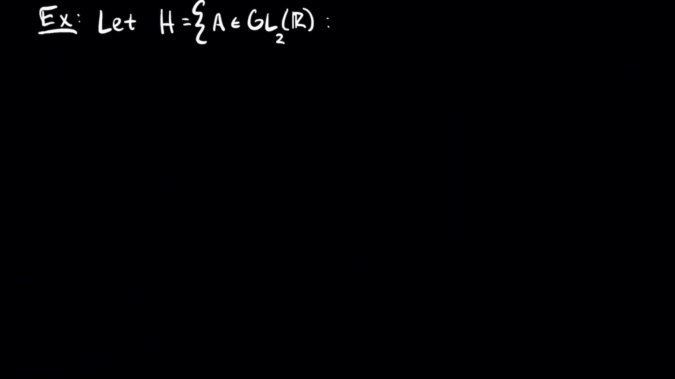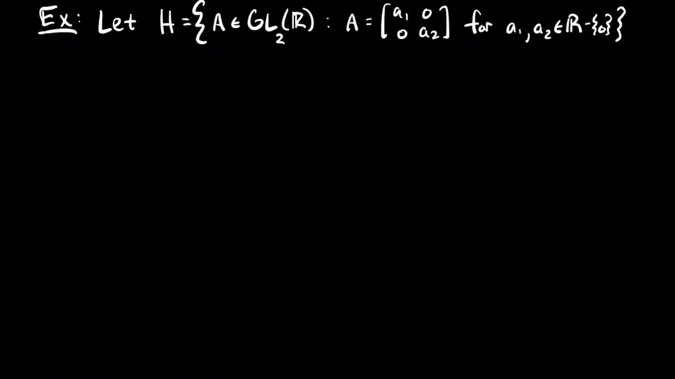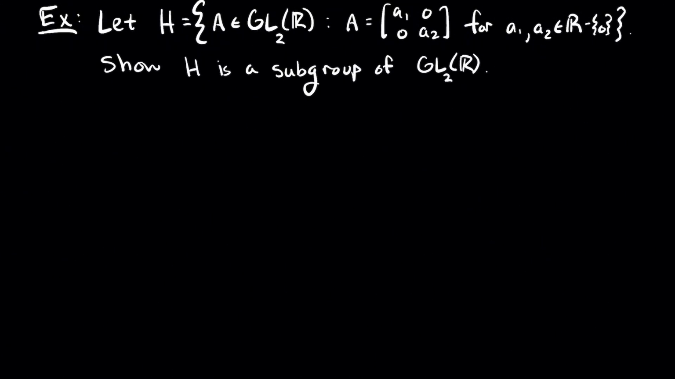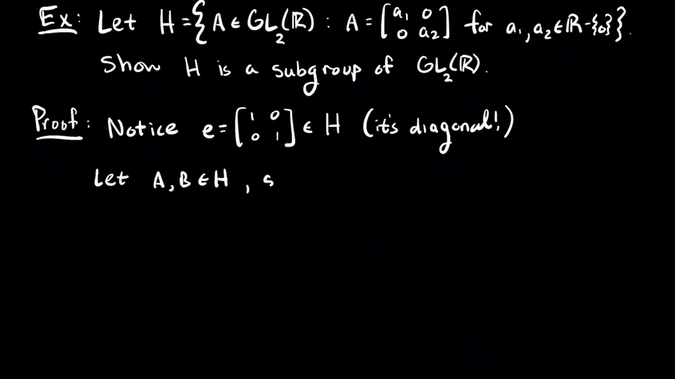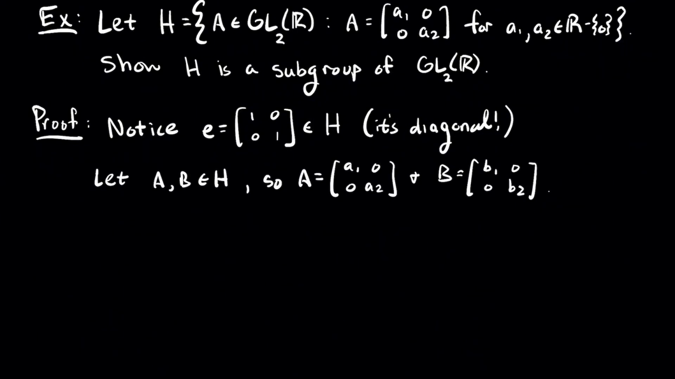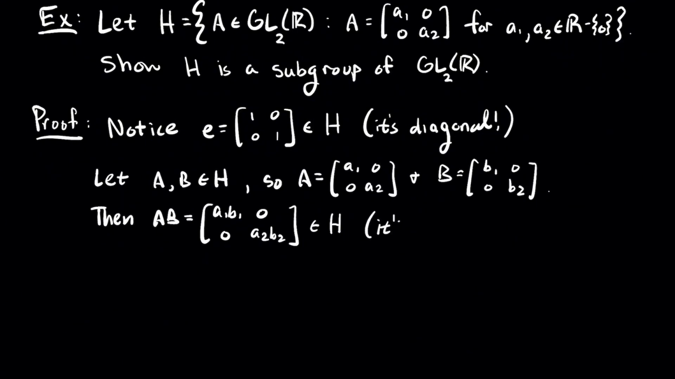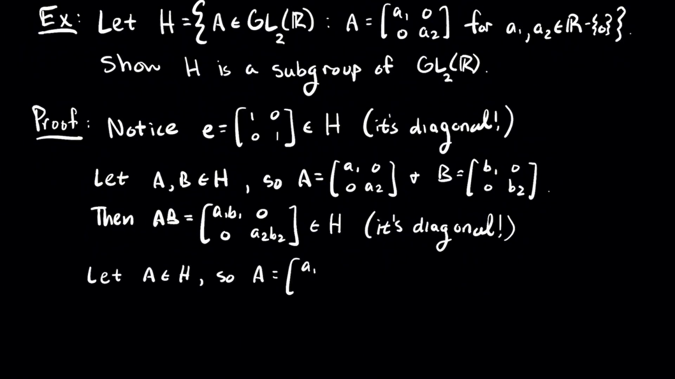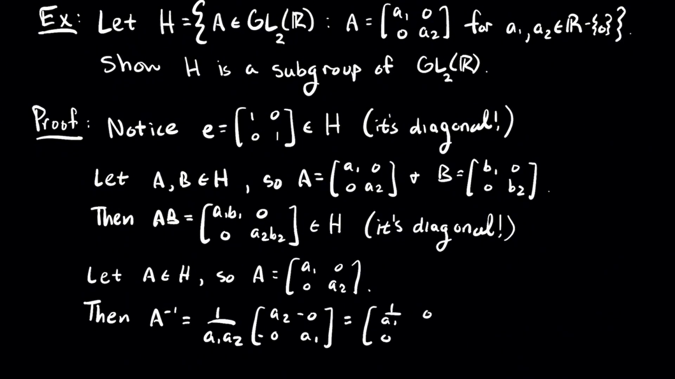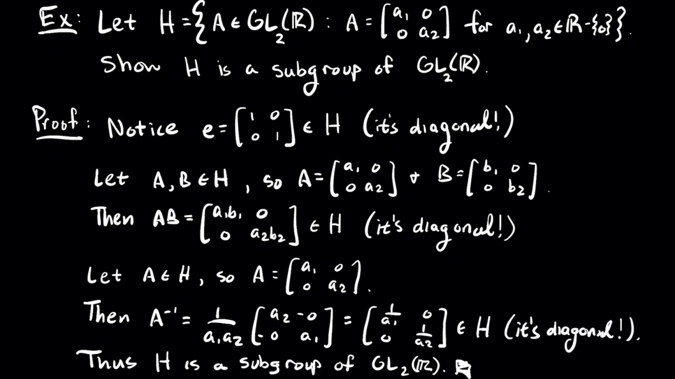Let's use this test to show that the 2x2 diagonal matrices are a subgroup of the 2x2 invertible matrices, called the general linear group. First, notice that the identity matrix is certainly diagonal. Now take 2 diagonal matrices A and B. Well, their product is also a diagonal matrix. Finally, if you have a diagonal matrix, then its inverse is also a diagonal matrix. Thus, we've satisfied those 3 axioms from the test. So we've got a subgroup.